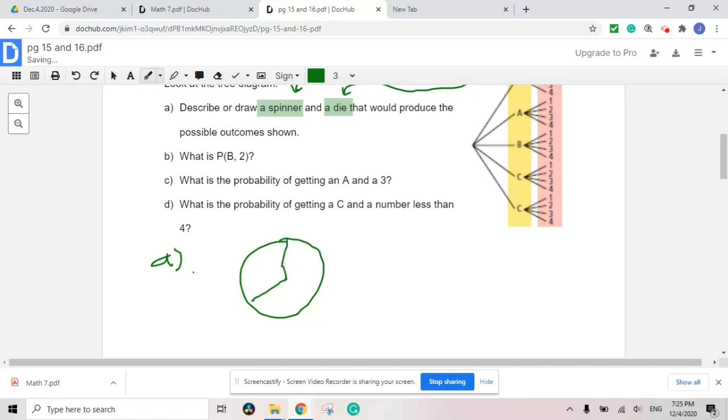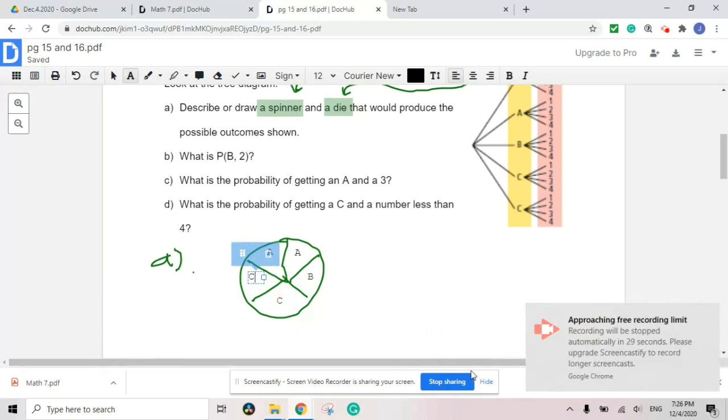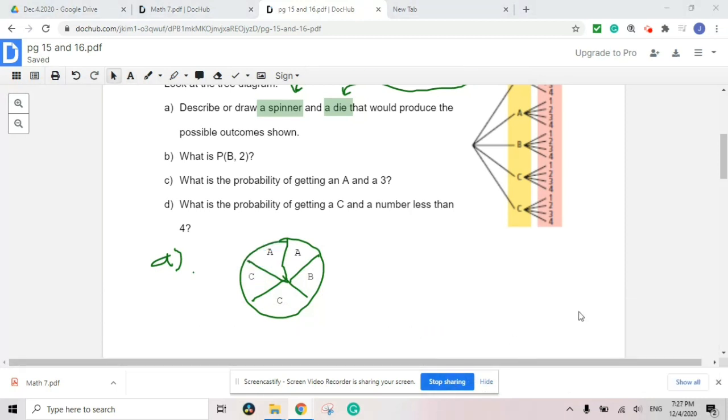So this is more like it: A, A, B, C, C. Something like that. As you may notice, I created a spinner that has 5 different sections. Even though A and A look alike, you're right, we have 5 different possibilities. That means A and A is another independent event from this sector to another sector.